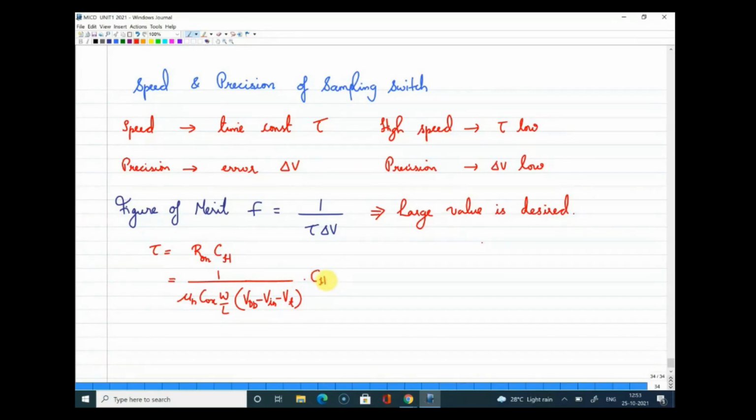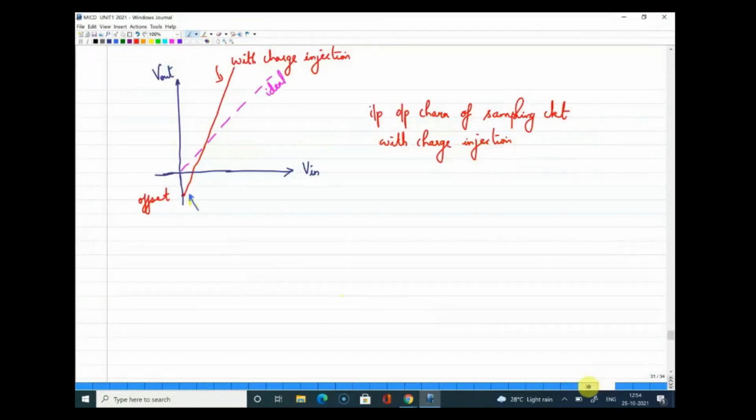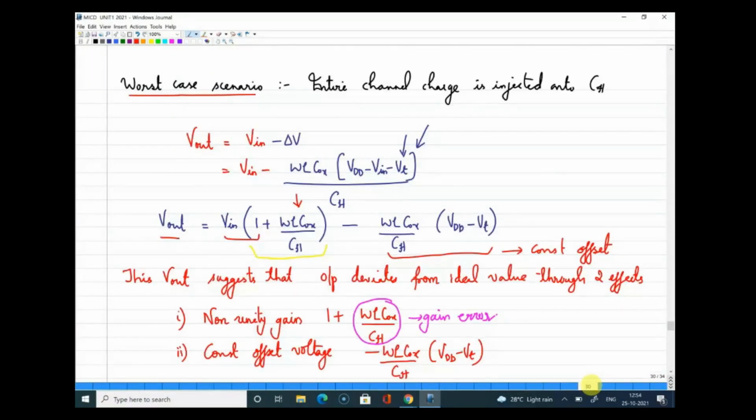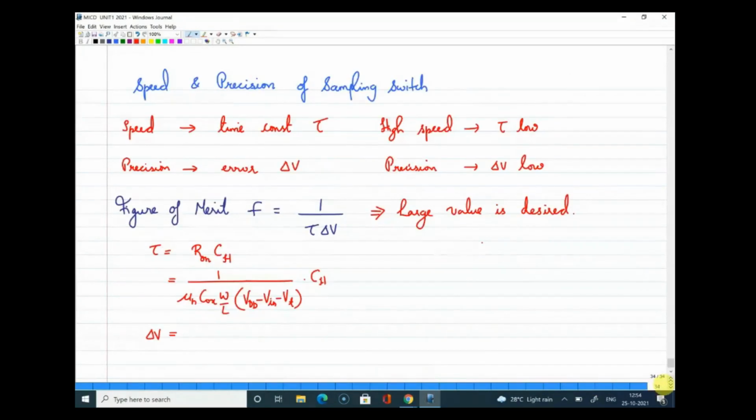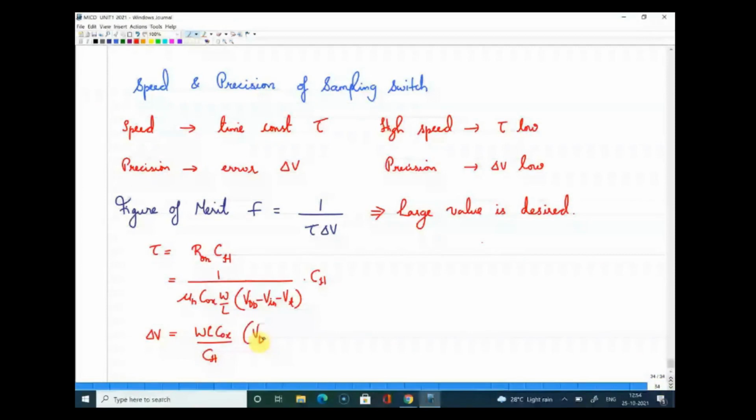Right. Now, what is delta V? How can I write delta V? Delta V is the error band there. In our case, we were talking about charge injection. Charge injection is due to the charge injection mechanism, and the delta V voltage gets added to the sampled data value on the hold capacitor. If you assume complete charge injection, we can write delta V as W L Cox divided by the hold capacitor value C_H into (VDD minus V_in minus VT). This is the delta V.